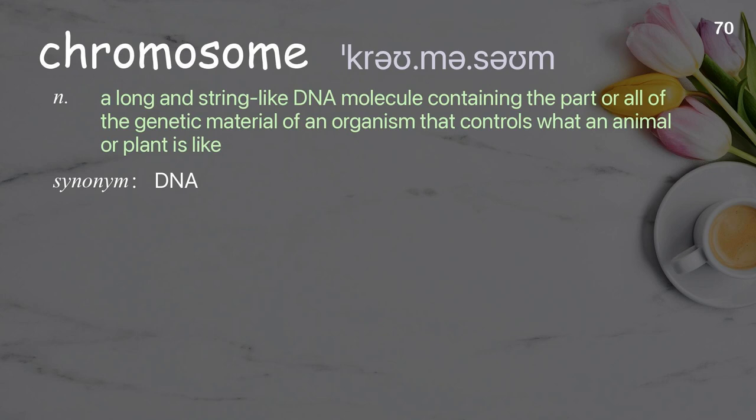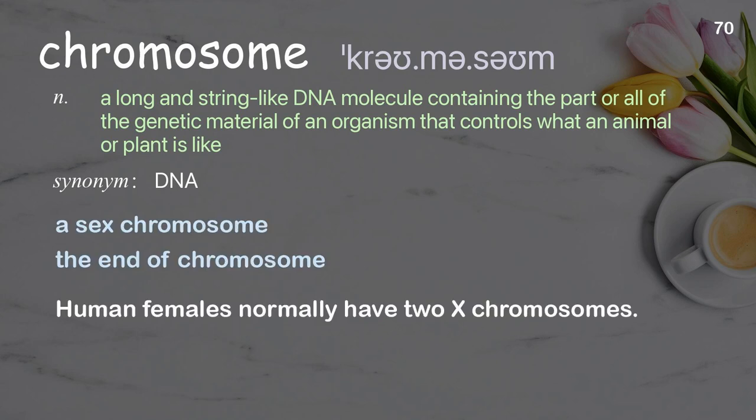Chromosome. A long and string-like DNA molecule containing part or all of the genetic material of an organism that controls what an animal or plant is like. Examples: a sex chromosome, the end of chromosome. Human females normally have two X chromosomes.